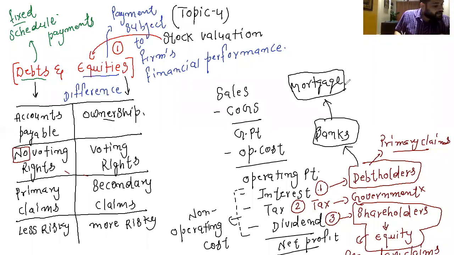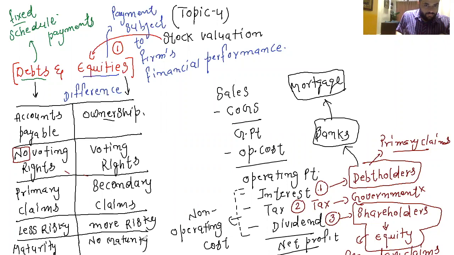Right. Next is maturity dates. Maturity dates. No maturity dates. I think it's easier for you to understand maturity and non-maturity dates because we studied annuity and perpetuity. So no maturity date is a perpetuity. Why? Because under perpetuity there is no time frame. There is no particular period in a perpetuity.